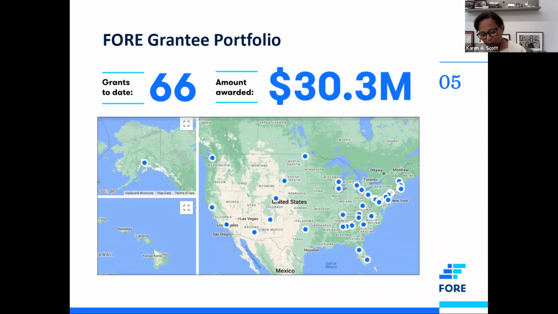So a brief introduction to the foundation, or an update for those of you who know us already. As many of you know, Foundation for Opioid Response Efforts is a fairly new private foundation launched late in 2018 to support and accelerate solutions to the opioid crisis. And I'm proud to say that to date, we've awarded 66 grants, committing over $30 million. And as a national foundation, we're building a network of grantees straight across the country, work that's going on locally at a county and state level in many parts of the country, as well as national projects.